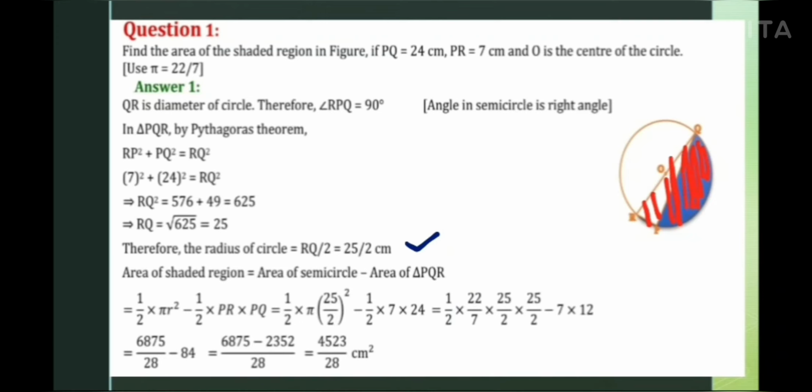Now question number 4. Find the area of the shaded region in the figure where a circular area of radius 6 cm has been drawn from the vertex O of an equilateral triangle OAB of side 12 cm as center. Okay, so what is given? Given that this one is an equilateral triangle where each side is equal to 12 cm, and this one is a circular arc of radius 6 cm.